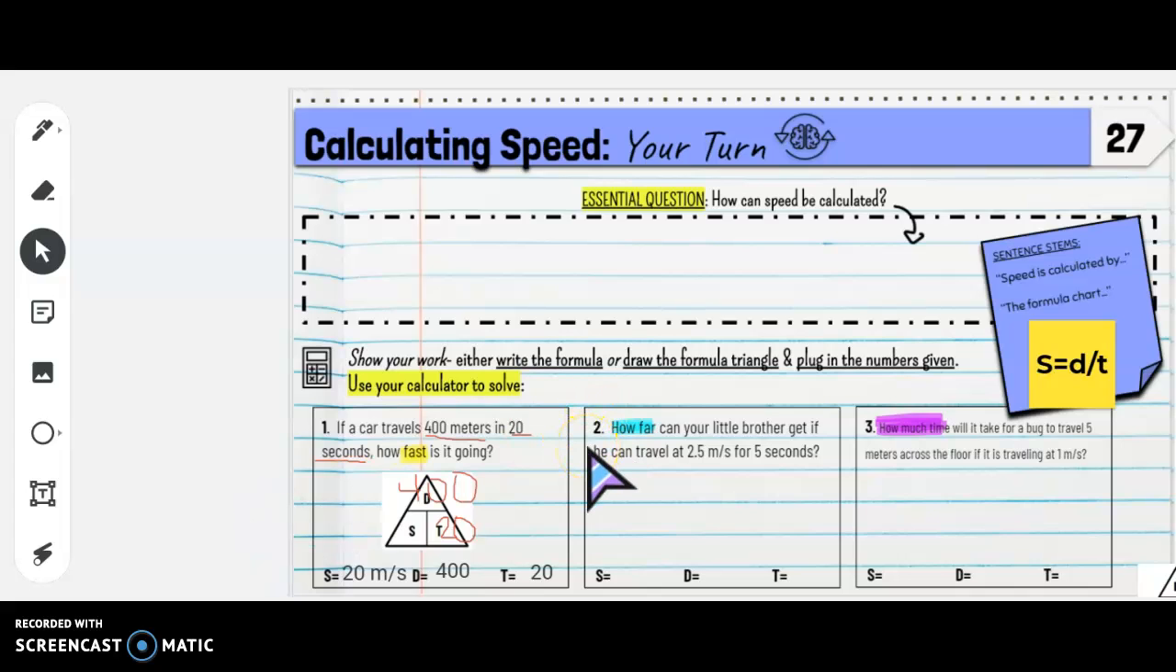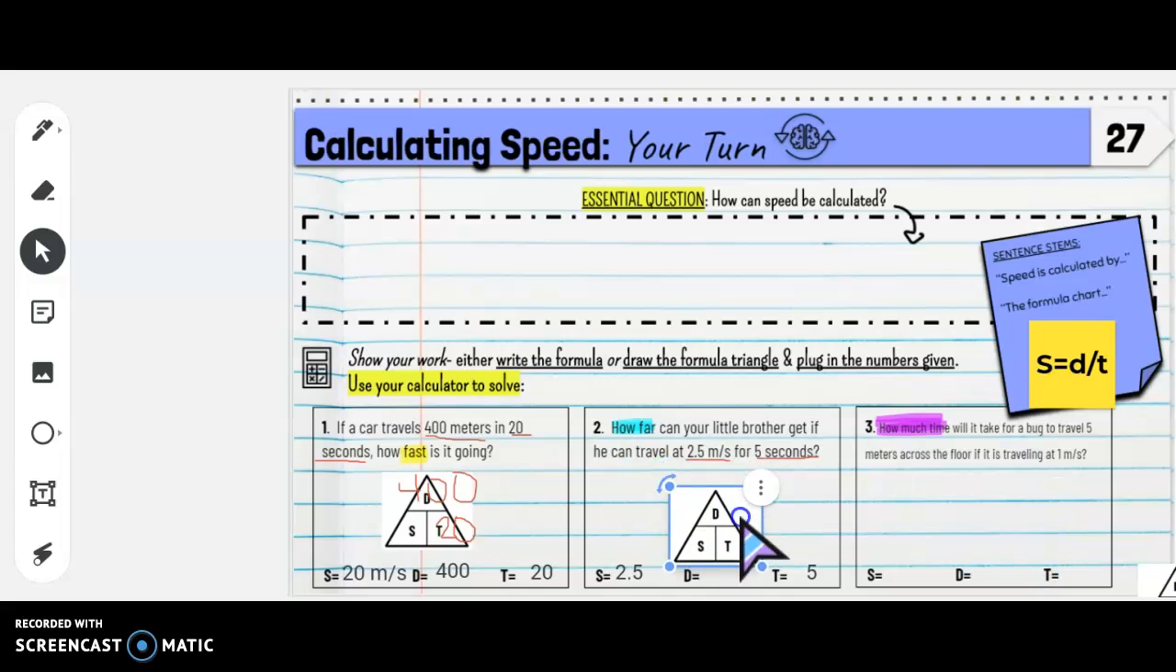The second problem says, how far can your little brother get if he can travel at 2.5 meters per second for 5 seconds? So meters per second tells us that this is a speed. So I know this is 2.5. 5 seconds, the unit seconds tells us that this is a time. So I'll put in a 5 here. So now I know I'm solving for the distance. And again, looking at the question, it says how far.